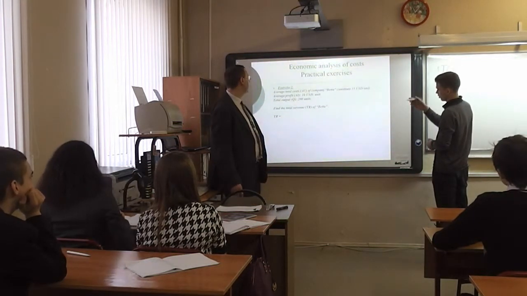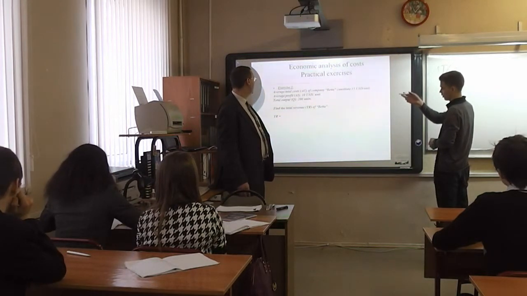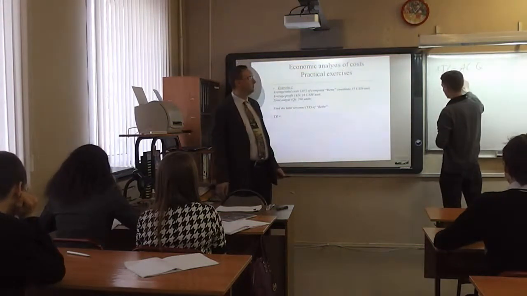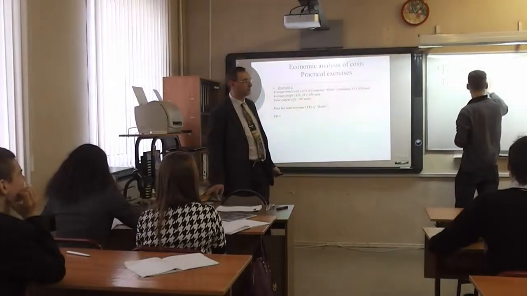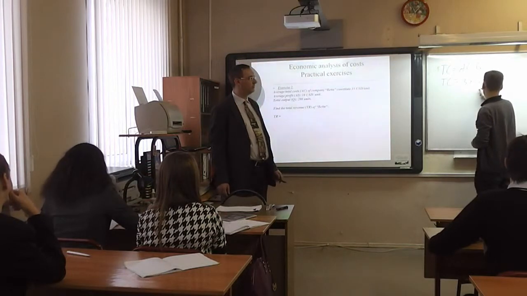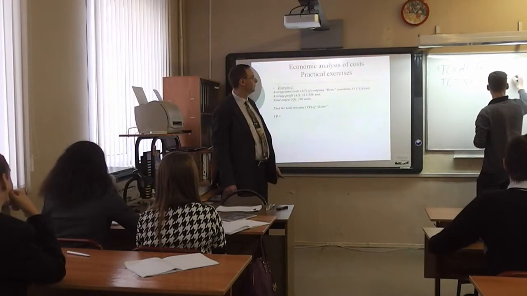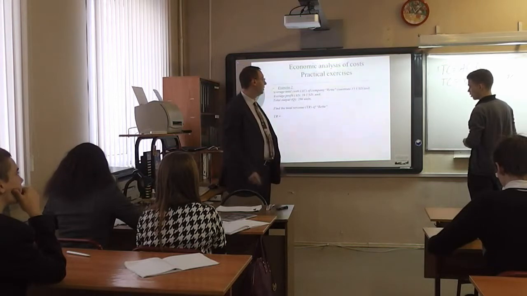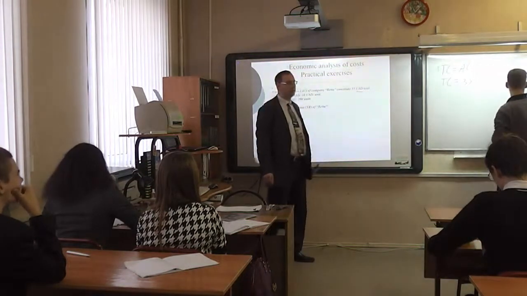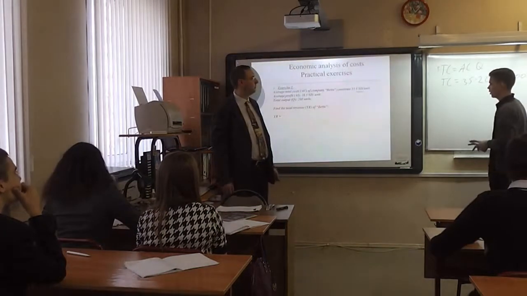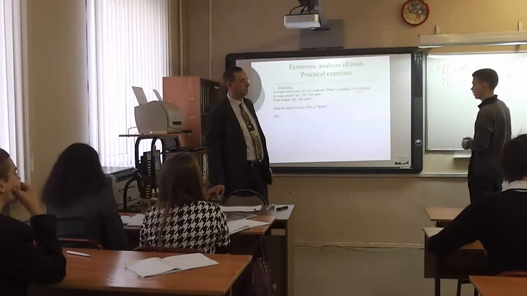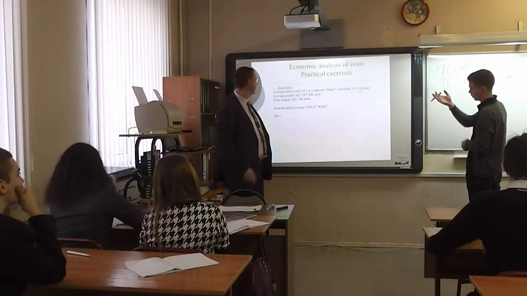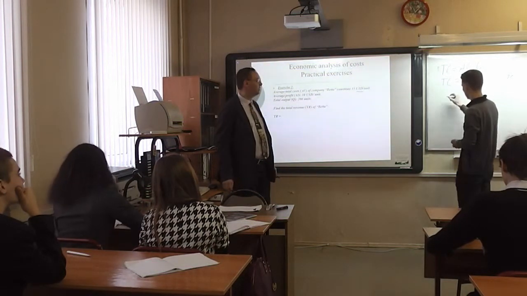Average cost multiplied by quantity. Okay, let's write down. Total cost, average cost. 7,000. And what about measuring units? 7,000 of what? Okay, please write down. Don't forget. So this is the first. Second.